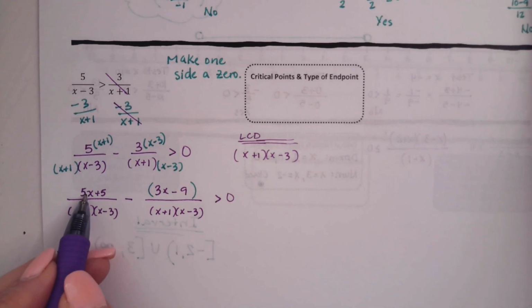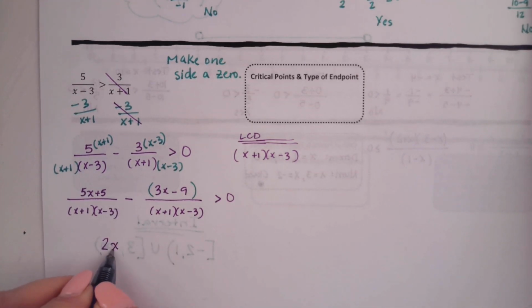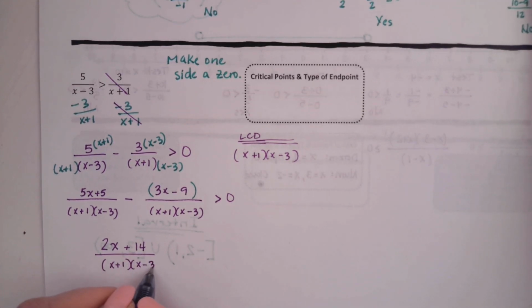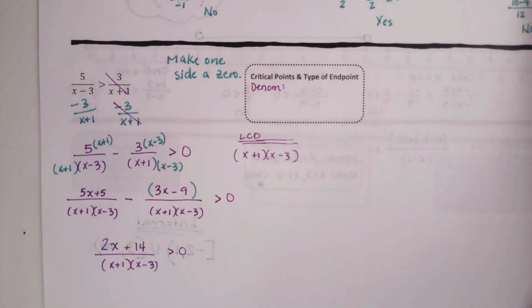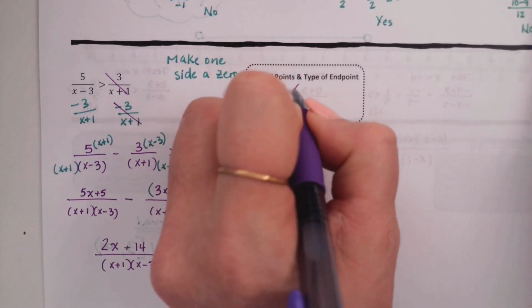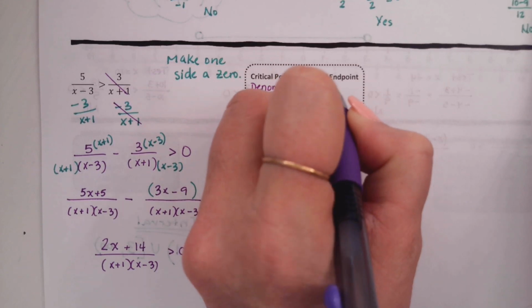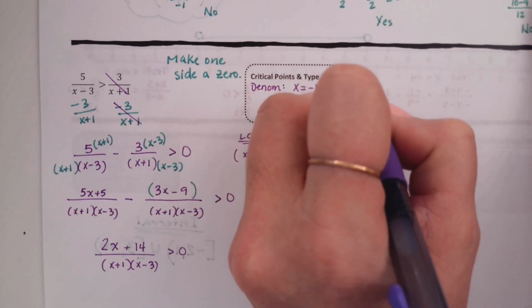So we'll have 5x minus 3x, which is a 2x. We'll have 5 minus negative 9, which becomes 14. And then the denominator stays the same when you add or subtract, just like it did in the first grade. All right, so we have to look at what makes my numerator 0 and what makes my denominator 0. I usually start with the denominator. There are actually 2 numbers that would make your denominator 0: negative 1 and 3. And both of these get what type of dot? Open dot.